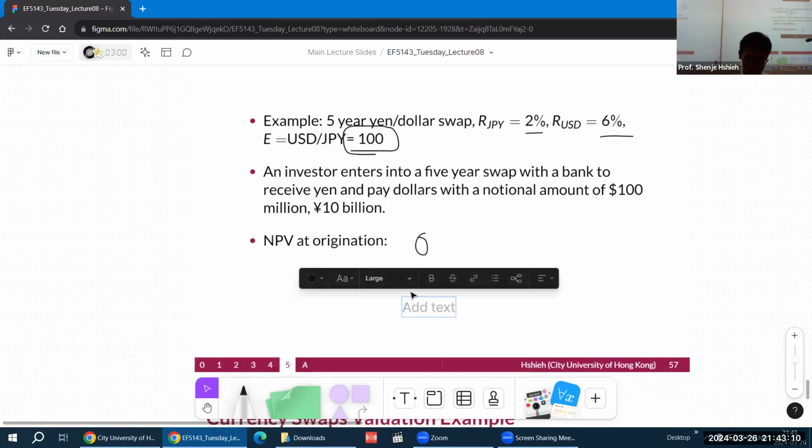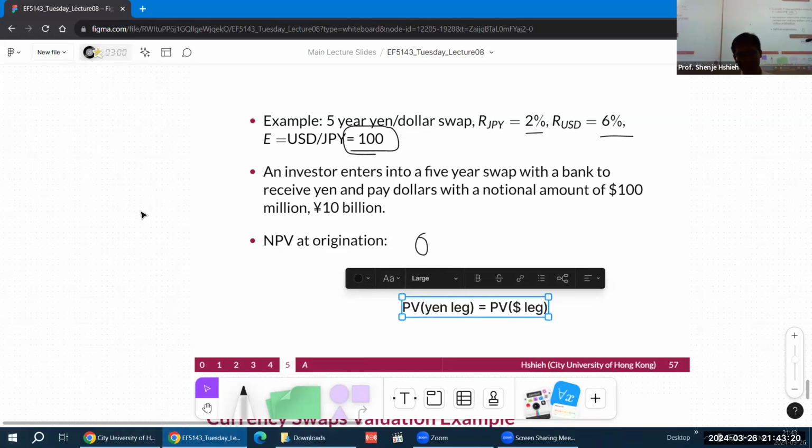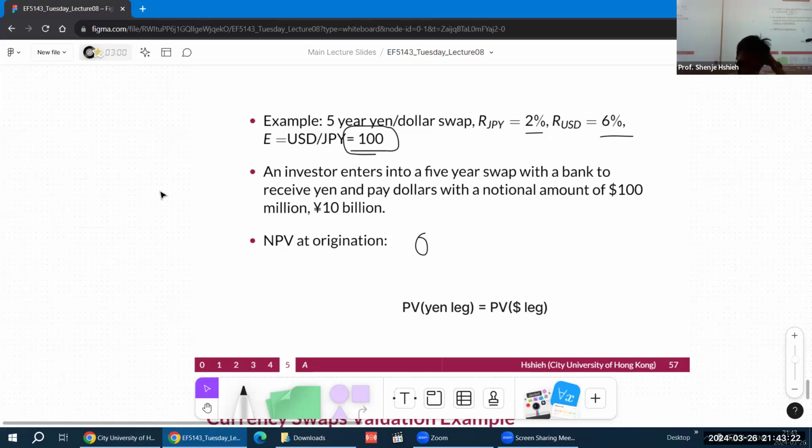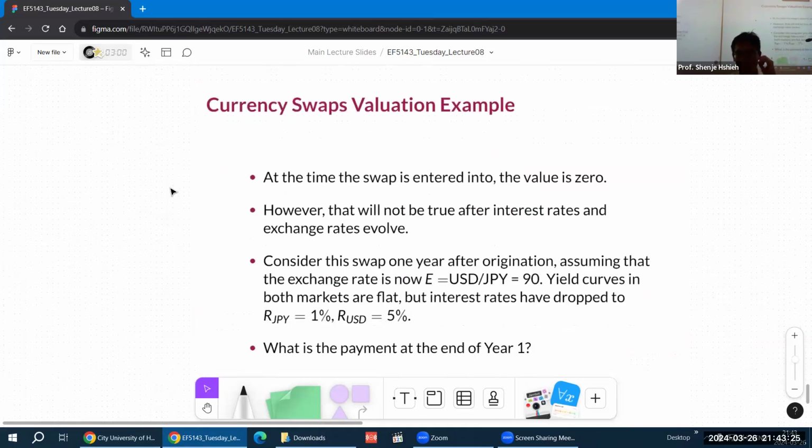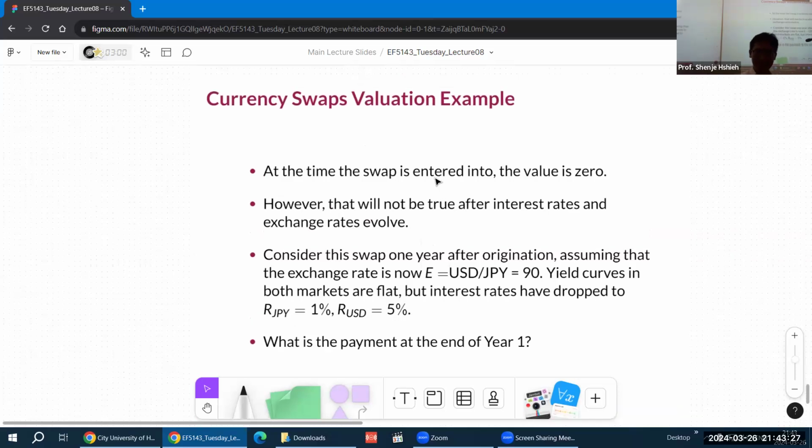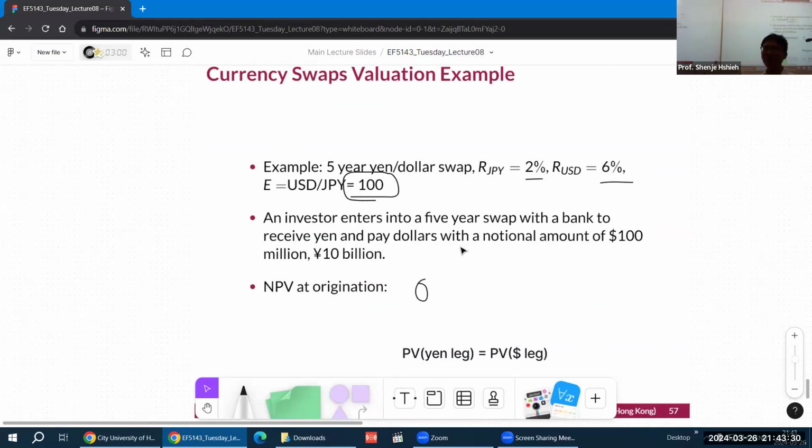Or in other words, PV yen leg equals PV dollar leg, right? Now, at contract origination, the valuation is boring, right? Because we're just talking about the present value of bonds, assuming interest rates don't change and exchange rates don't change. And from now until the end of 5 years, nothing happens, right? And so they must be equal in value.